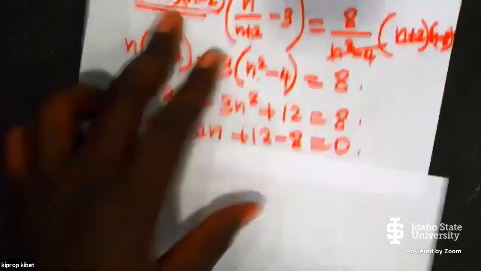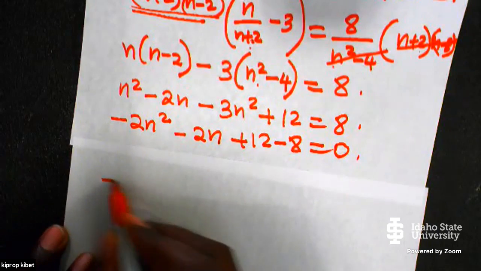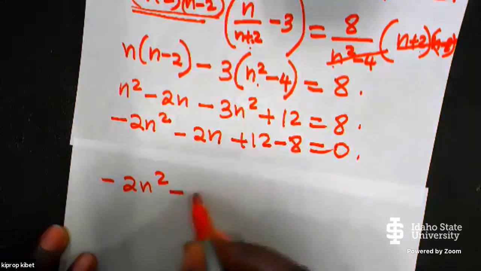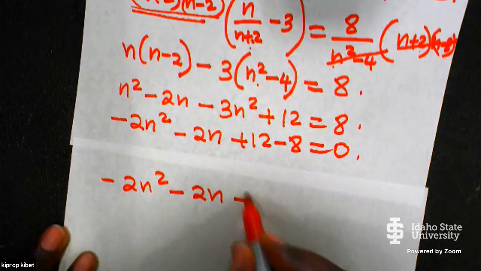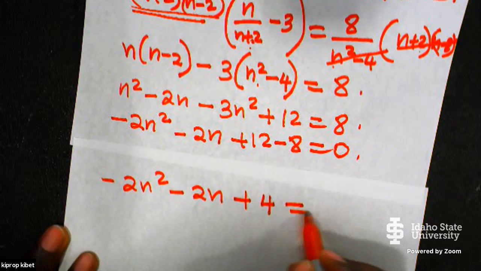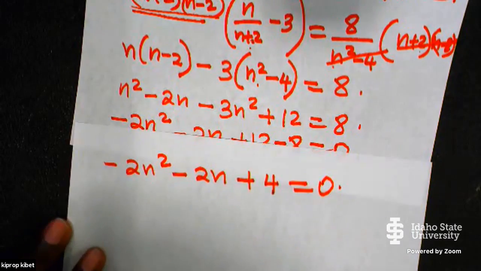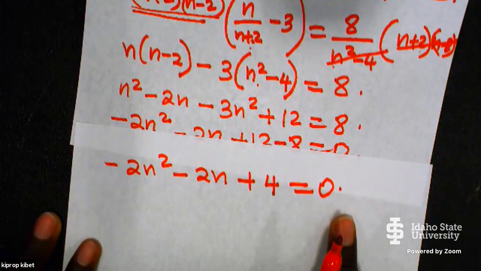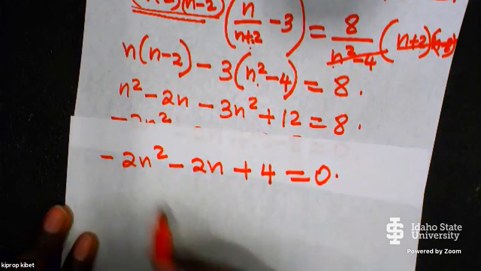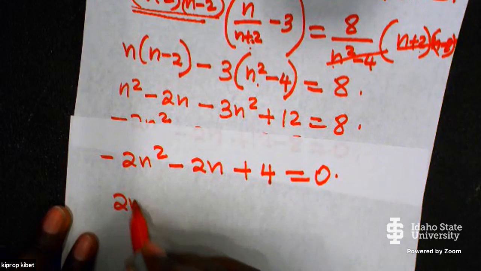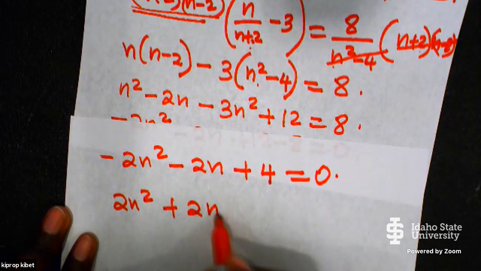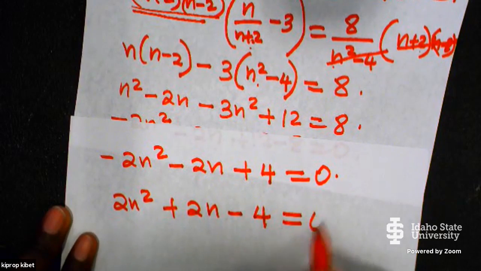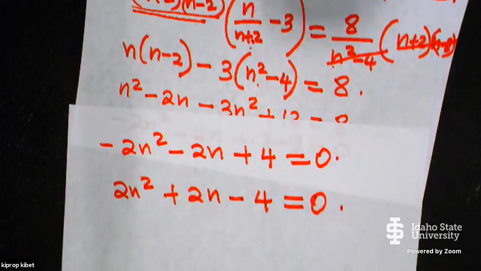So finally, you get minus 2n square minus 2n plus 1 plus 4 equals to 0. So we can multiply everywhere by minus, okay? So when you multiply by minus, then you get 2n square plus 2n minus 4 equals to 0. So it is similar to that.